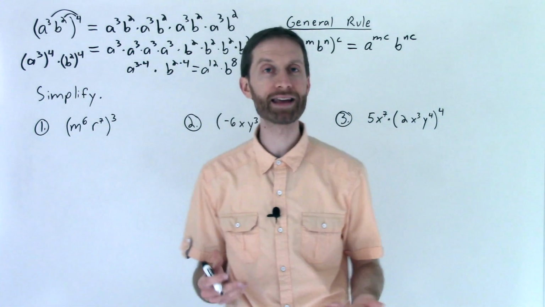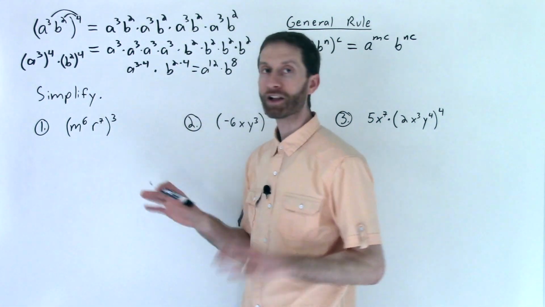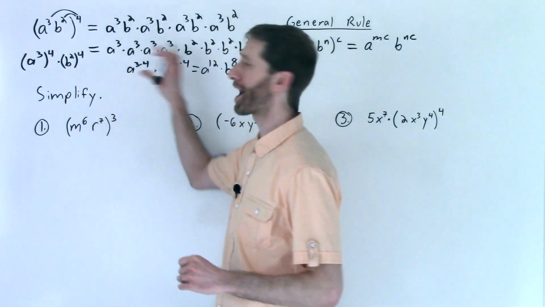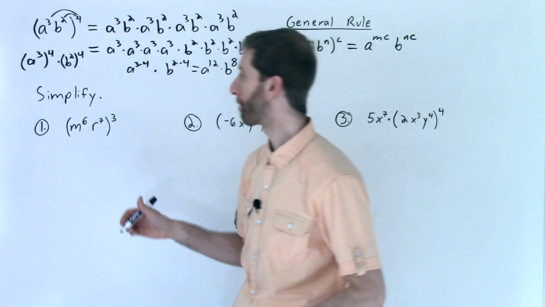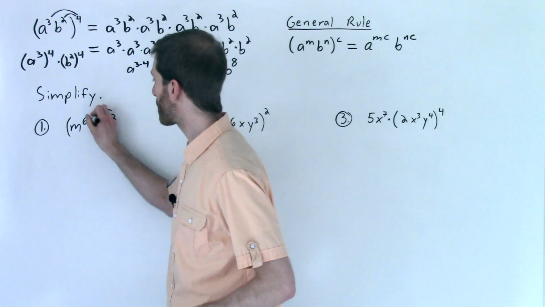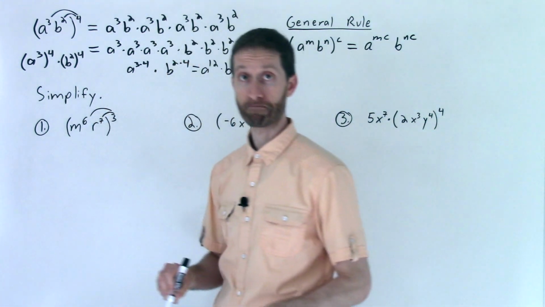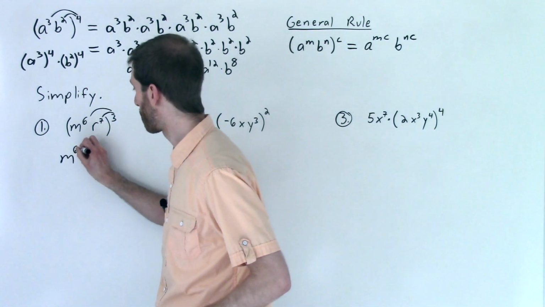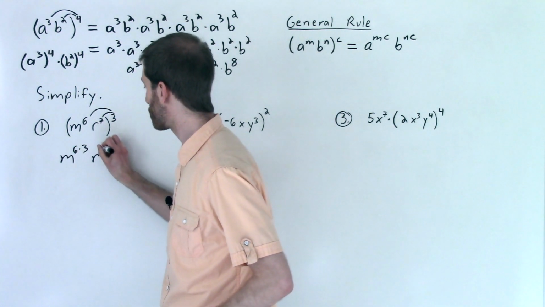Now that we've got the why down and we see the pattern here, let's make this really, really simple. So here we've got a product raised to a power. We're not going to expand it out like that. We're going to use our rule. You've got 3 times 6 and 3 times 7. So that's going to be m to the 6 times 3 times r to the 7 times 3.